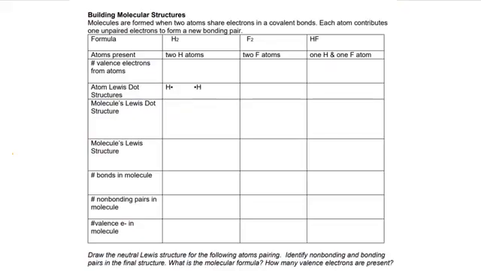Okay, so now we're going to look at building some molecular structures. We're going to look at this H2 here. And so let's look at how many valence electrons we get from the atoms. Well, we know that each hydrogen atom has 1 electron. And so I have 2 because it tells me H2. So I'm just going to do 1 valence electron times 2. So we should have 2 electrons.